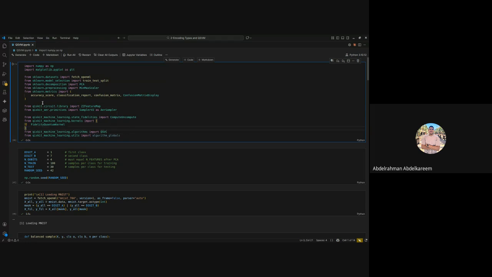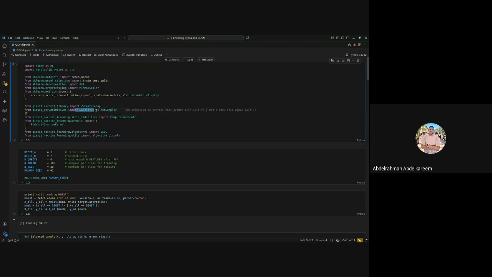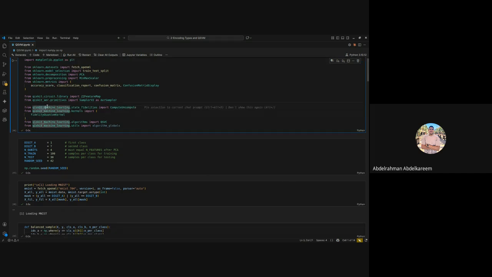So here, this is all familiar scikit-learn, and from the Qiskit circuit library, we need the ZZ feature map. In our code, I have used the ZZ feature map. You can use the Z feature map if you want. And from primitives, there is Sampler version 2, which is the simulation that we will use, Aer sampler. And from Qiskit machine learning, state fidelities, we'll use compute. And for the kernel, we'll use fidelity quantum kernel.